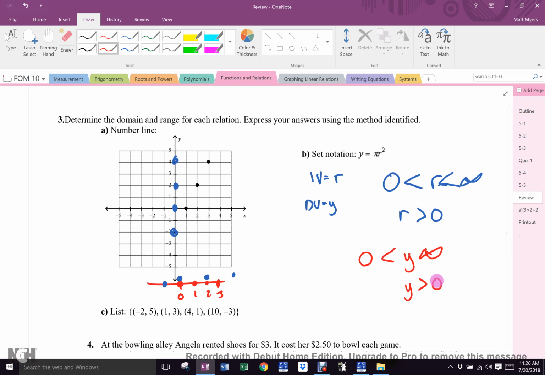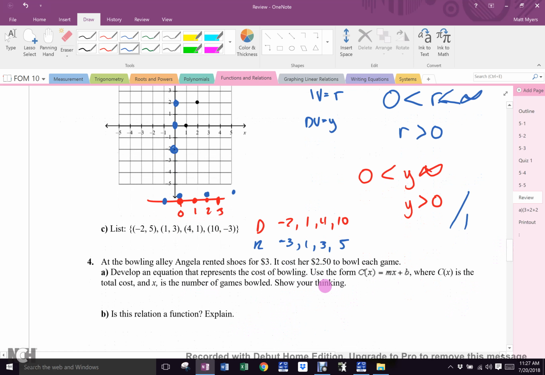And finally, you just list them. The domains are the x's: -2, 1, 4, 10. The ranges are the y's. How do I write the range properly? Smallest first. So, -3, 1, 3, 5. What do I have to remember when I'm writing this way? Is that a pair on the graph? No. Because this is only the domains, this is only the ranges. Is everybody good? Okay, give yourself a mark, 1 on each of those.